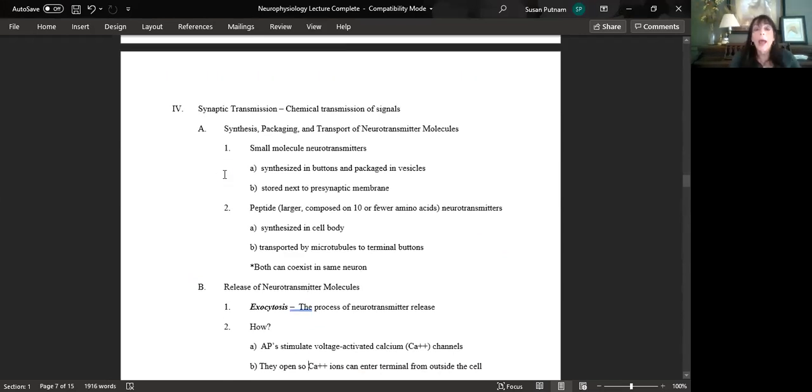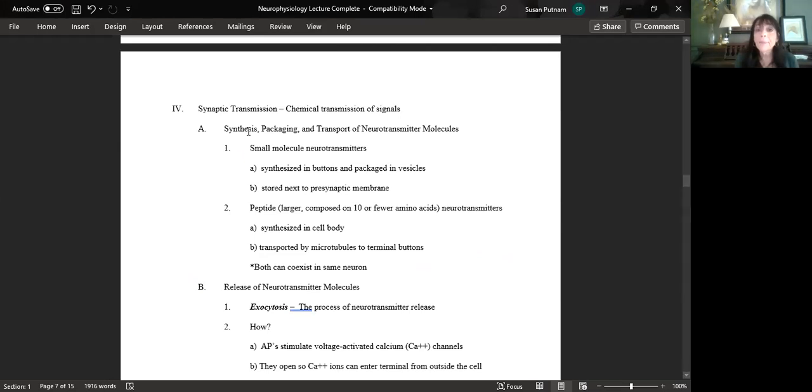So now let's say we get to the end of the axon. And this is where I wish so much I was in the classroom with you, because I think it's so much more interesting when we can get up and actually act out these things. But unfortunately, that's not the case right now. So we're going to do the best we can.